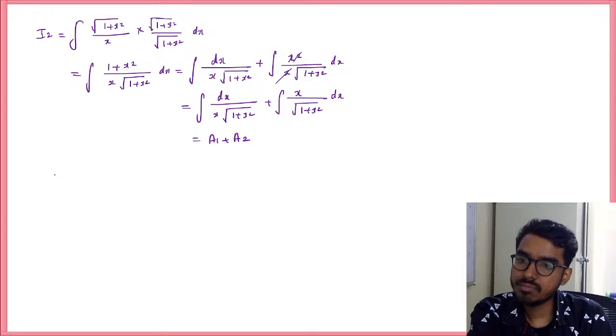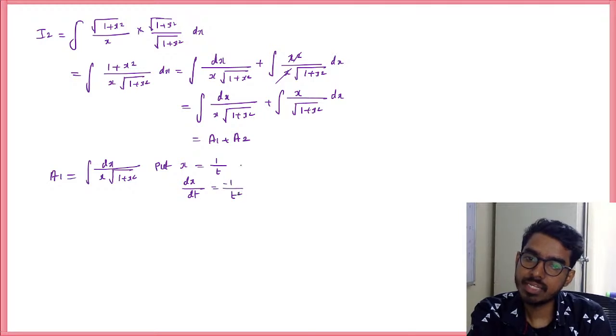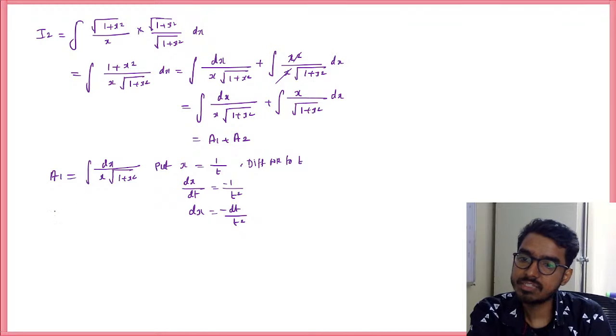Now for a1, integration of dx by x into root of 1 plus x square. Put x is equal to 1 by t. Therefore, dx by dt will be minus 1 by t square. So differentiate with respect to t. So we have dx to be equal to minus dt by t square.